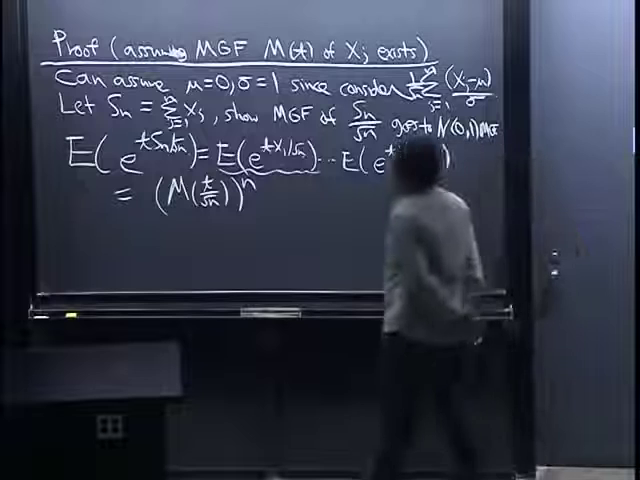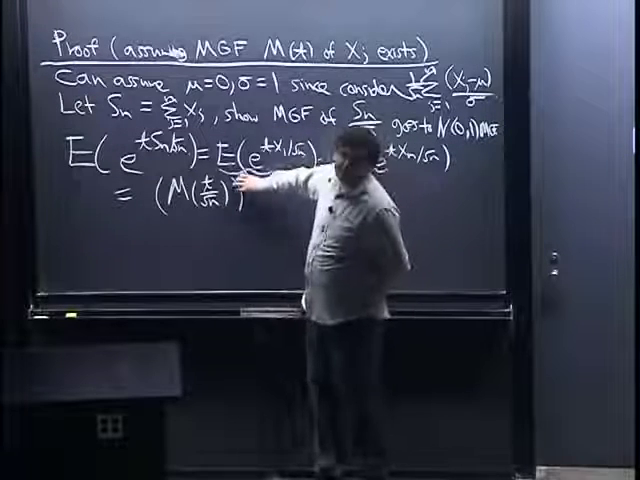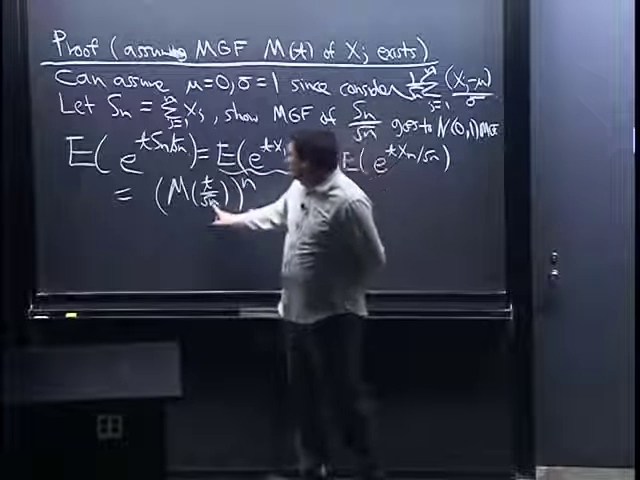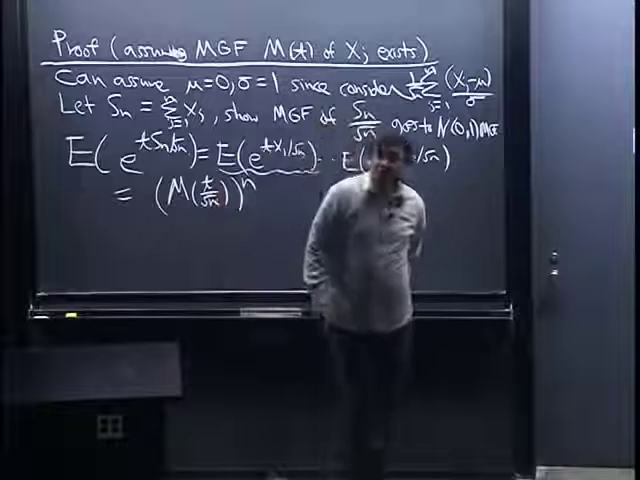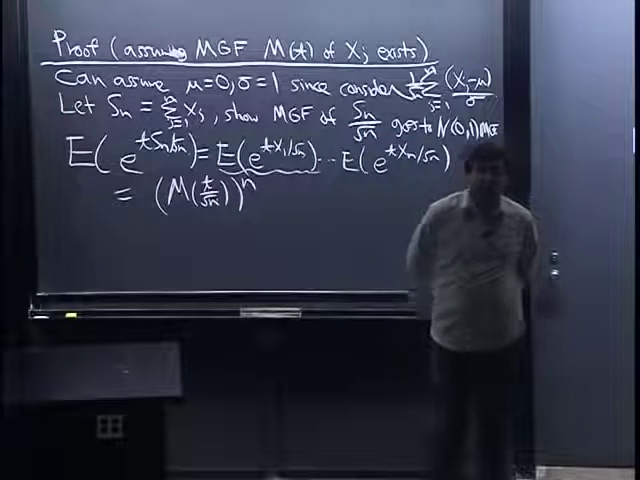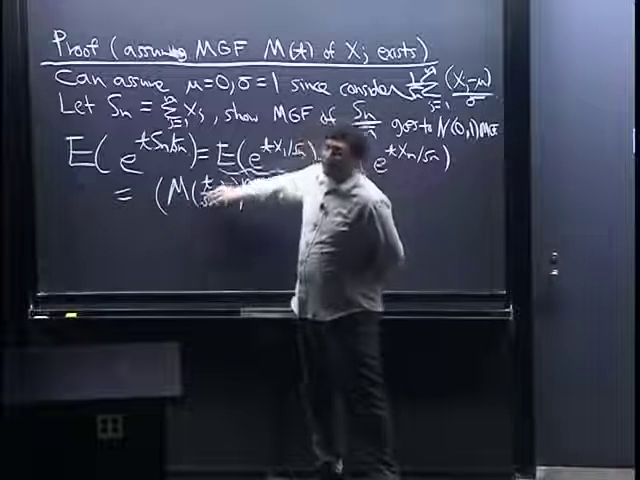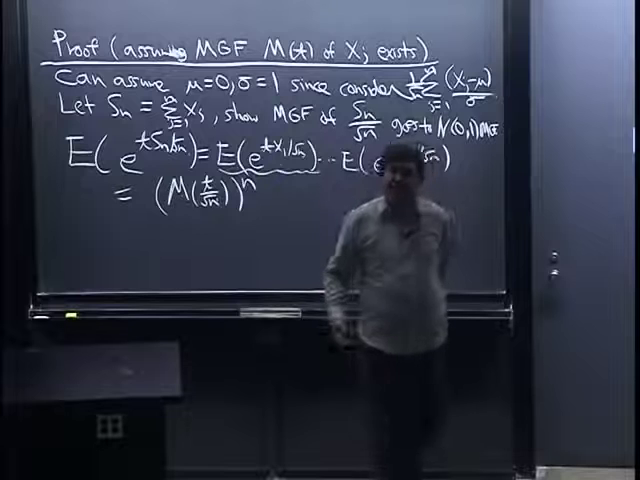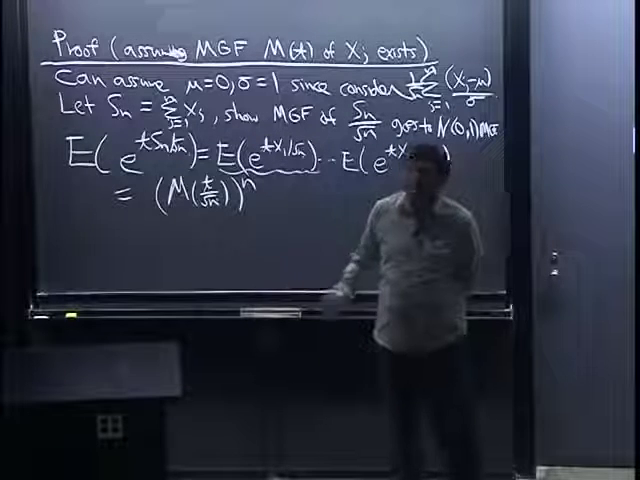Now we need to take the limit as n goes to infinity, so let's look at what's going to happen here. n is going to infinity. This thing on the inside becomes M of 0. M of 0 is 1 for any MGF, right? Because e to the 0 is 1. So this is of the form 1 to the infinity, which is an indeterminate form, right? It could evaluate to anything.